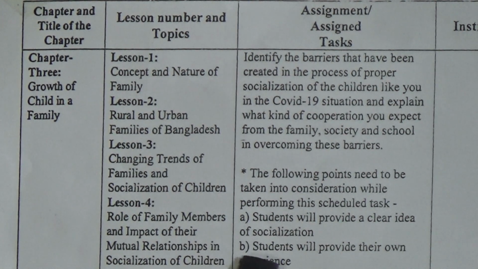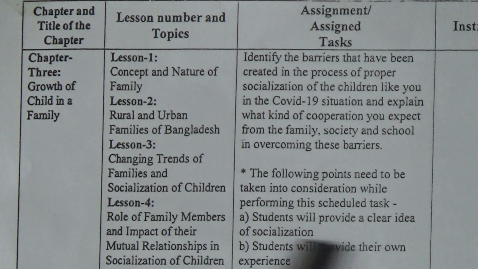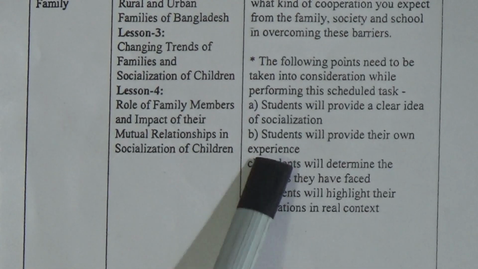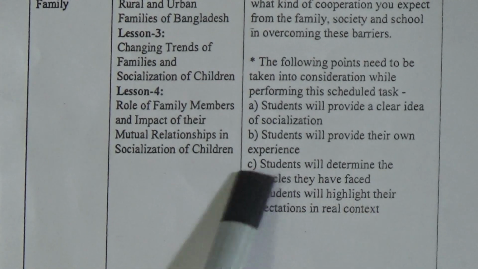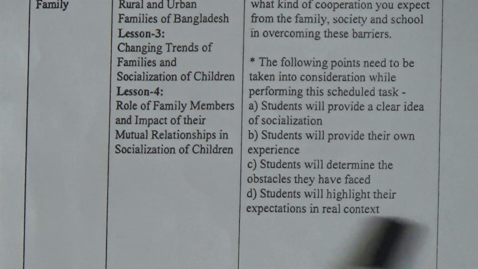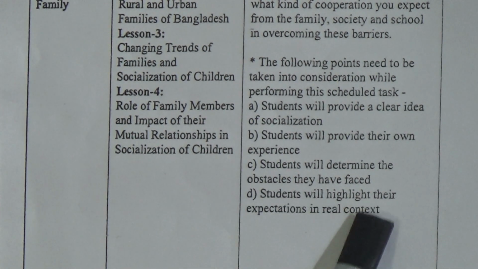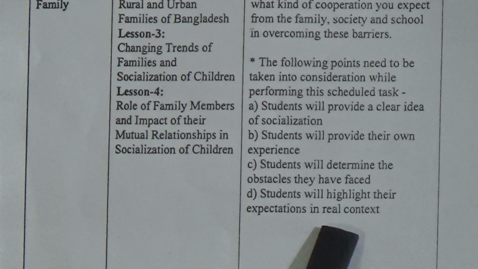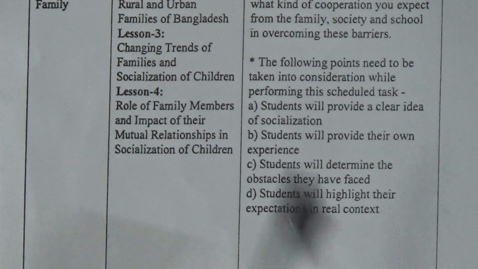At first, number A, students will provide a clear idea of socialization. Number B, students will provide their own experience. Number C, students will determine the obstacles they have faced. Number D, students will highlight their expectations in real context.